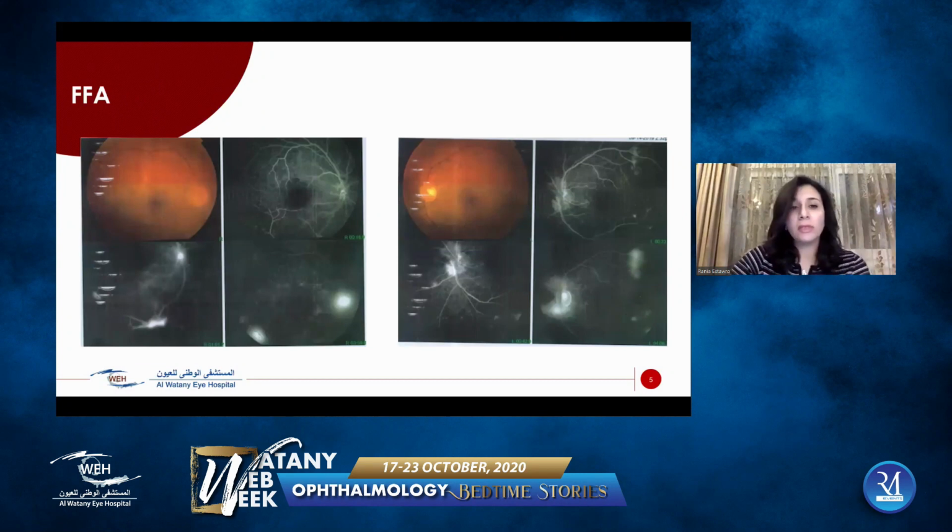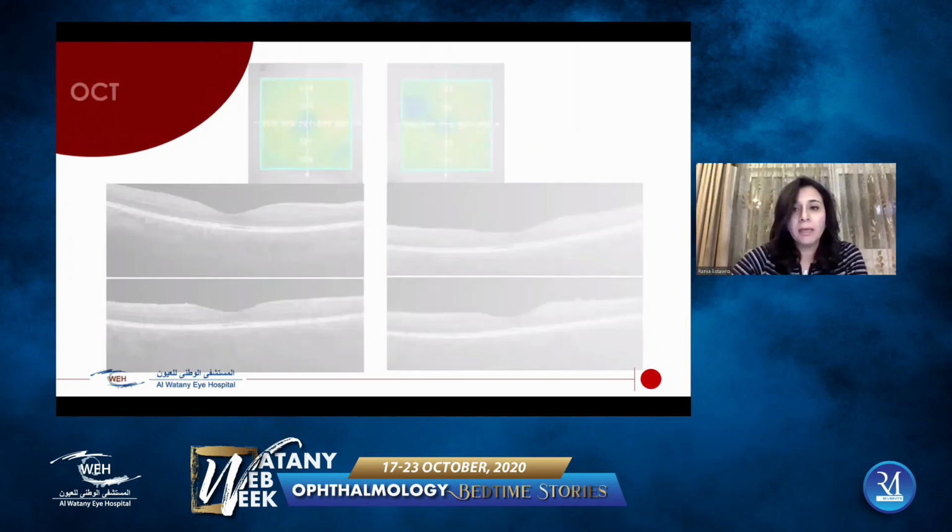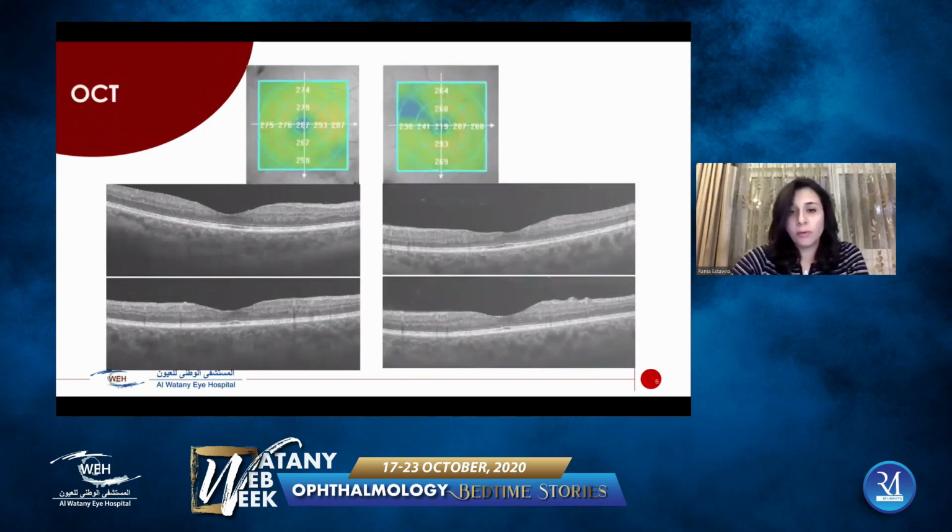He came with that fluorescein. We can see new vessels on the disc and elsewhere in both eyes, and there was a dispersed vitreous hemorrhage in the right eye. Macula was dry with preserved foveal contour.